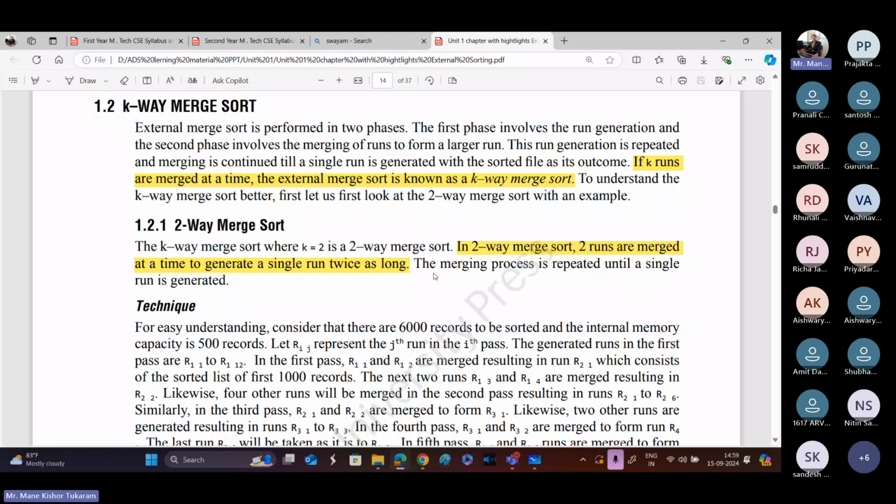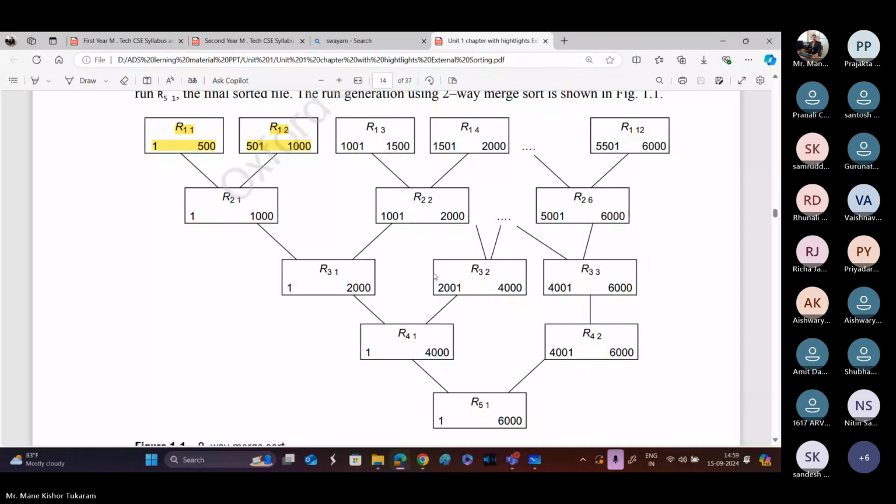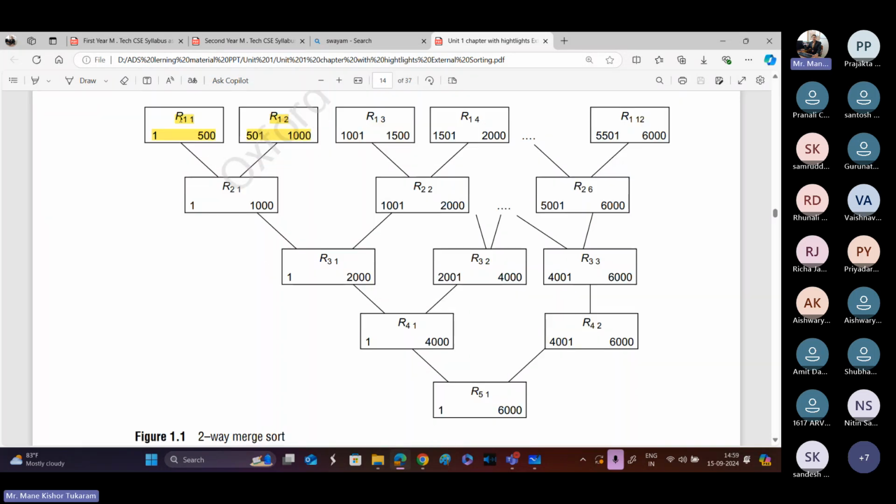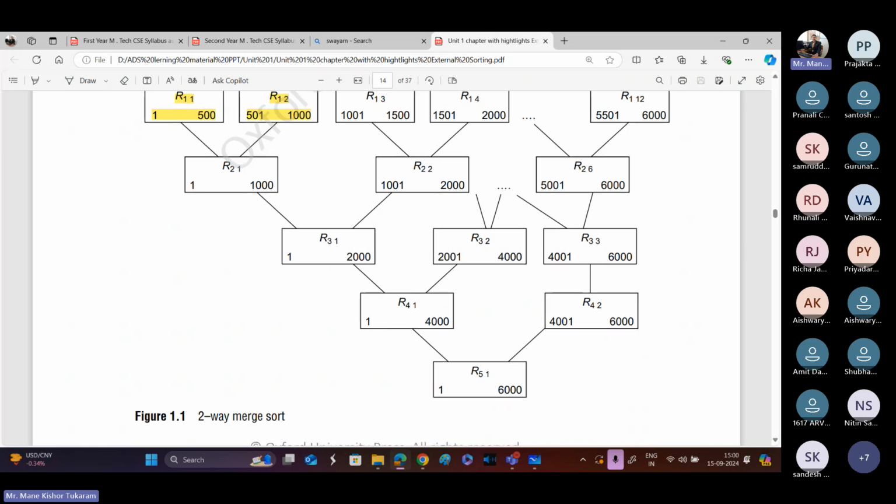Okay, so for example, suppose this is the data. Suppose this is R11 and R12, and I want to merge these two runs. Then what do I have to do? I have to merge from 1 to 1000, combining using R12 and R21. So 1 to 1000, same for 1001 to 2000, again up to 6000. And we can combine and get the sorted array from 1 to 6000. So this is how we combine the different sorted runs, merge them, and sort the elements.